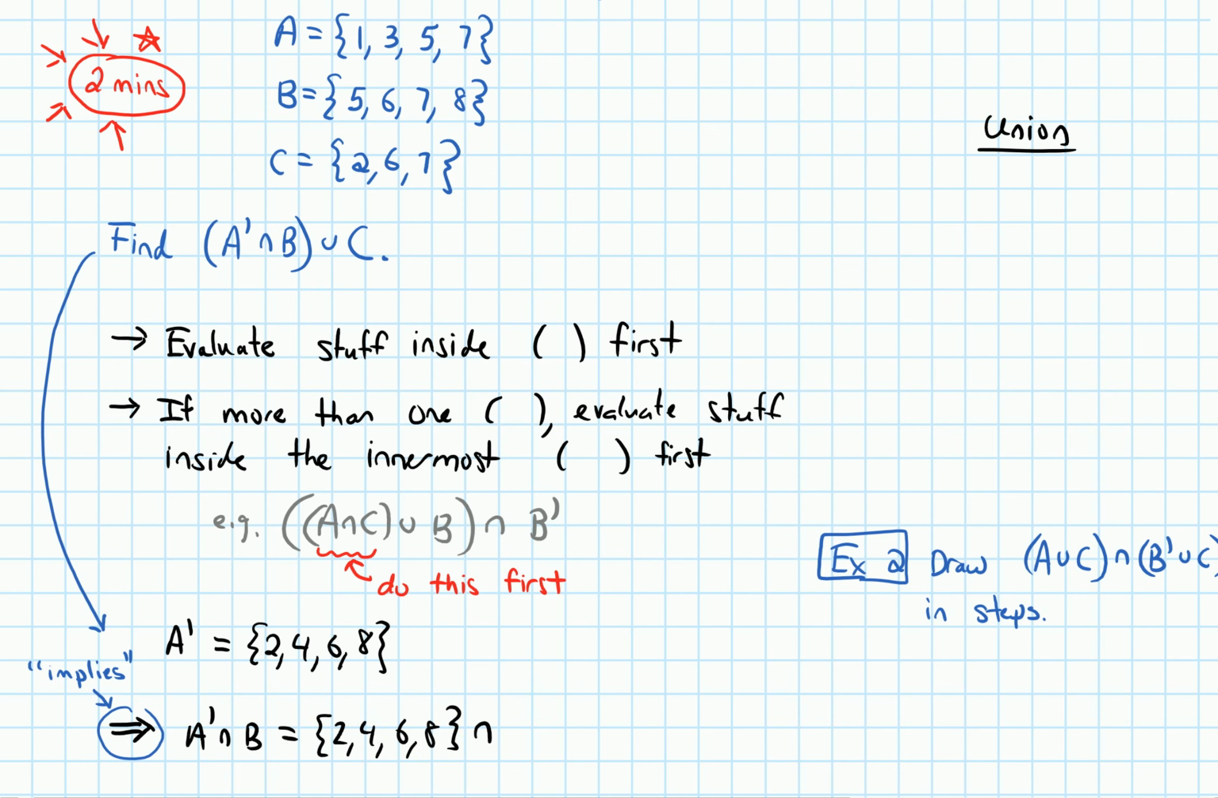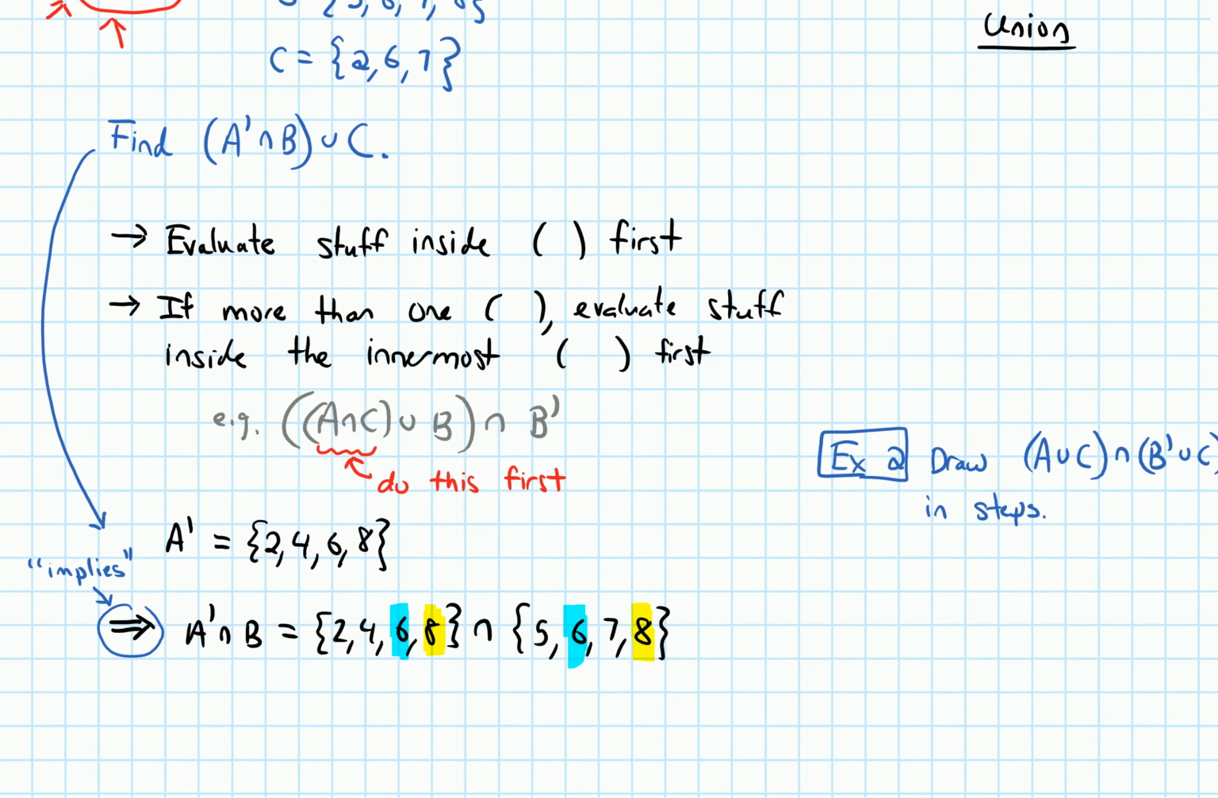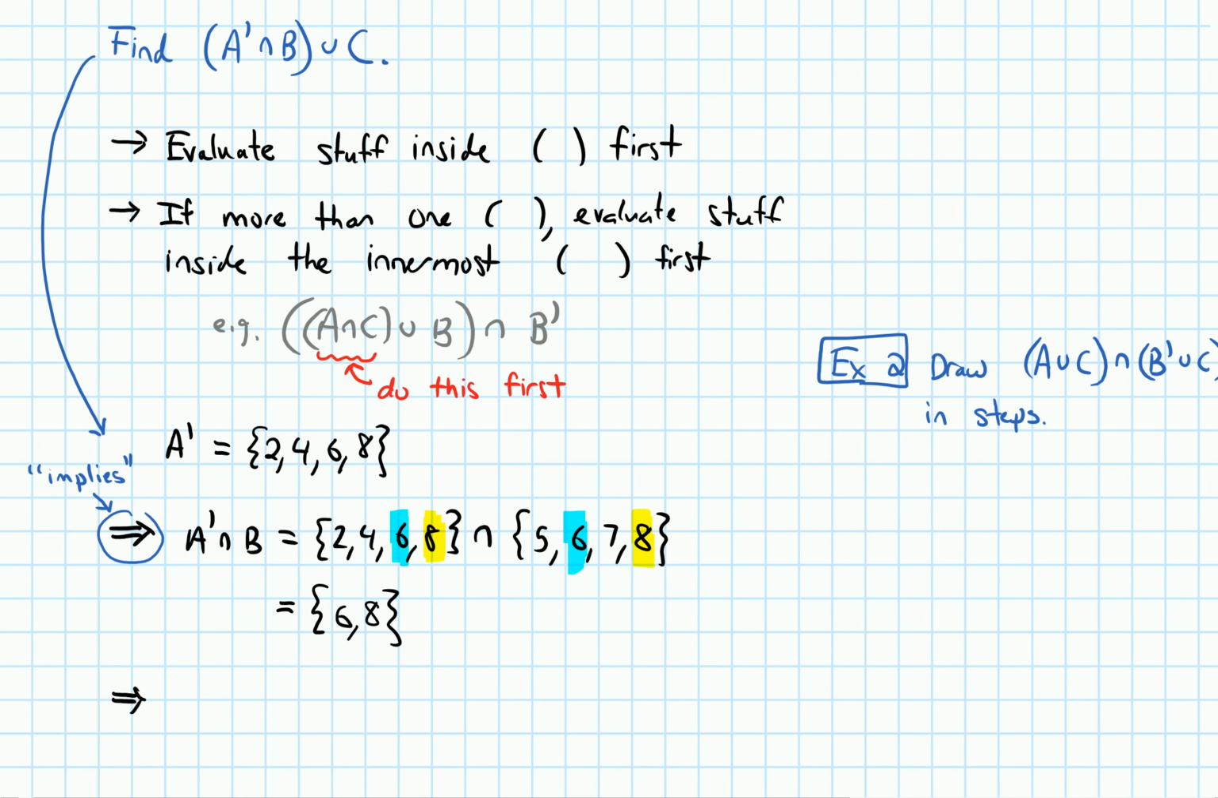I need to intersect that with the set B, which is given as 5, 6, 7, 8. The stuff that's in the intersection is the stuff that's common to both sets. I can see 8 is common to both sets. Is there anything else? It looks like 6 is common to both sets, and that's it. So the stuff that's common is the 6 and the 8. That is the intersection of A complement and B. Okay, now I'm going to put another implication arrow. Now I can do A complement intersection with B, the set that I just got, parentheses around that whole thing, and then union that with C.